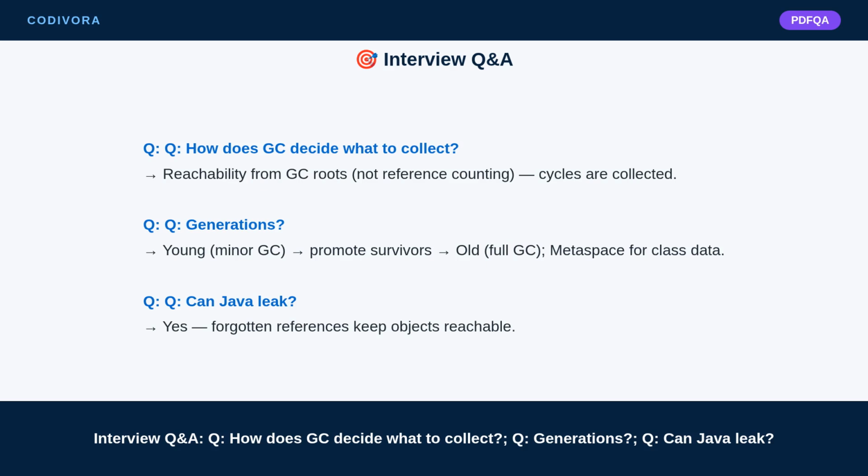Question: how does GC decide what to collect? Reachability from GC roots, not reference counting. Cycles are collected. Question: generations? Young, minor GC. Promote survivors to old, full GC. Metaspace for class data. Question: can Java leak? Yes, forgotten references keep objects reachable. Question: does System.gc force GC? No, it's a hint. Question: G1 versus ZGC? G1 equals balance, the default. ZGC equals ultra-low pause on huge heaps.